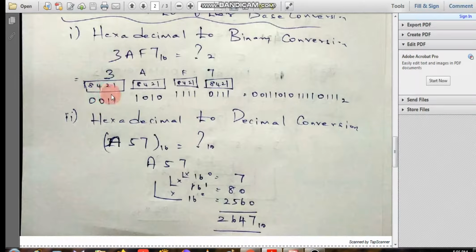So 8-4-2-1, and the hexadecimal value is 3. So I put 1 in front of 2 and 1 in front of this 1. So I am supposed to add 2 plus 1, and I get 3. Similarly, you have to write the binary representation for A, F and 7. And finally, I get the binary representation for the given hexadecimal representation.